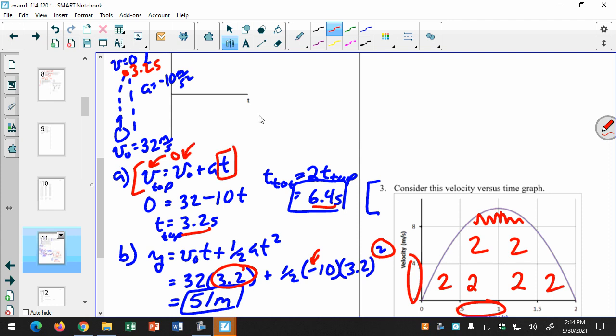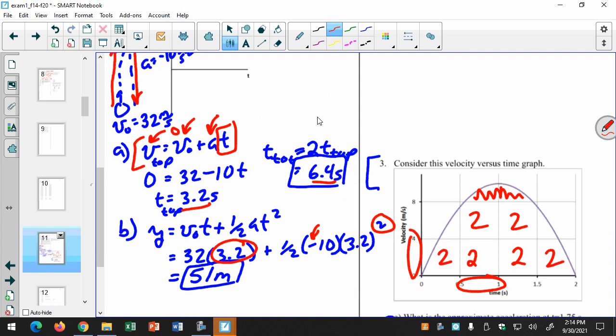That's given in the problem. That's the initial velocity. And I know what the acceleration is. That's just a given because we're in the y direction. And so that acceleration is negative 10. It's the acceleration due to gravity. So when I solve for that t top, since it's at the top of the trajectory, the time to go up is the same as the time to come down. So I know I have to double that time. 3.2 becomes 6.4 times 2. Okay, good question. So watch that.